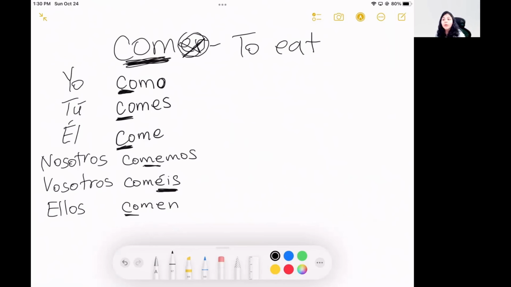I eat pizza. Como pizza. You eat pizza. Comes pizza. He eats pizza. Él come pizza. We eat pizza. Comemos pizza. You all eat pizza. Coméis pizza. And they eat pizza. Ellos comen pizza. Okay? So that is how you conjugate regular ER verbs. Now, I do have to warn you, a lot of ER verbs in Spanish are irregular. So you have to make sure that the verbs you're using are regular ER verbs.